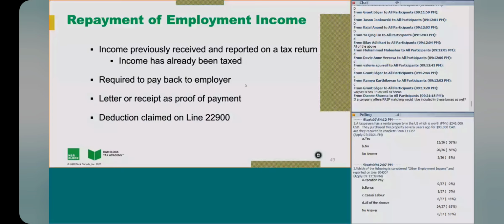Again, this is relatively unusual, but that is how it would be handled. And again, it shows up as an employment expense. Employment expenses in general are beyond the scope of this course because they can get very complicated very quickly depending on the type of employee.